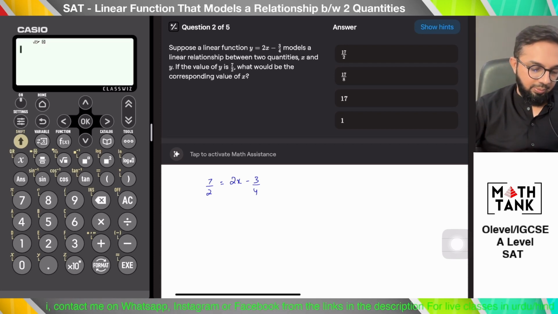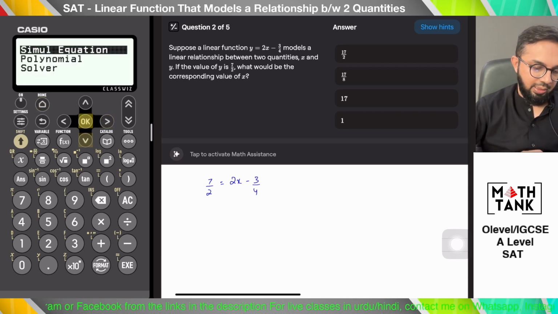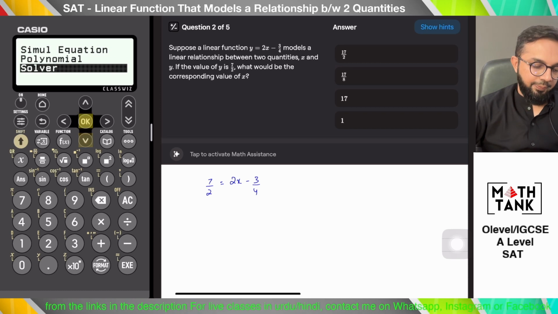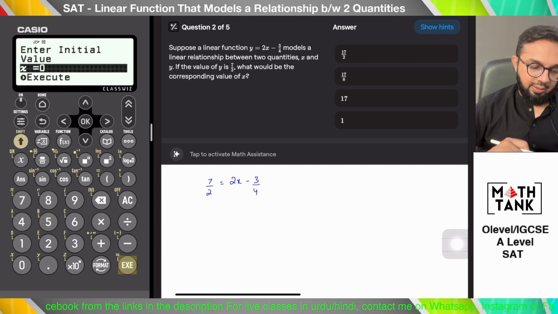I can do that on my calculator by going into the equation mode. I'm going to do that for you so that you find it easy to solve as well. Solver, and I put in 3.5 shift equals 2x minus 3 over 4 is 0.75. So let's do that, and I press execute.